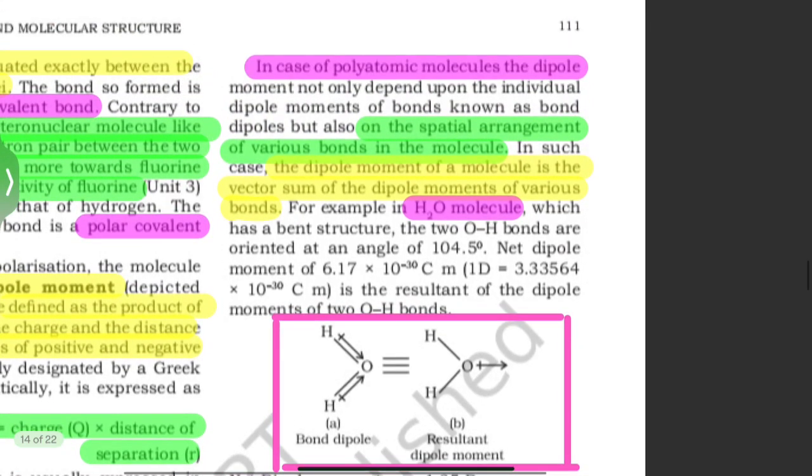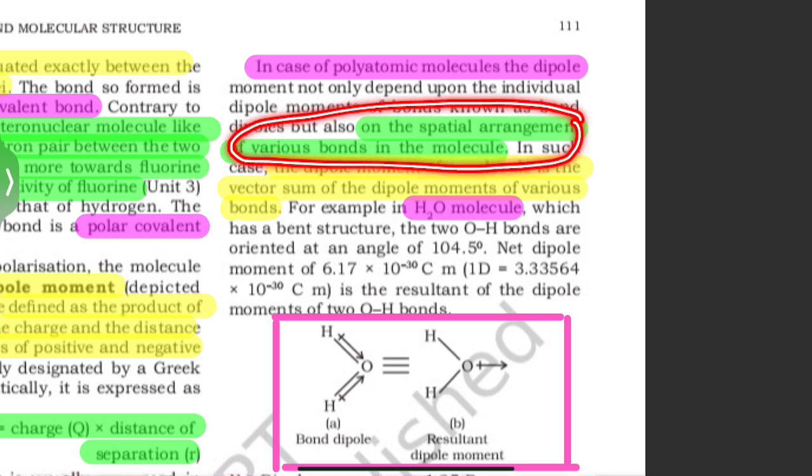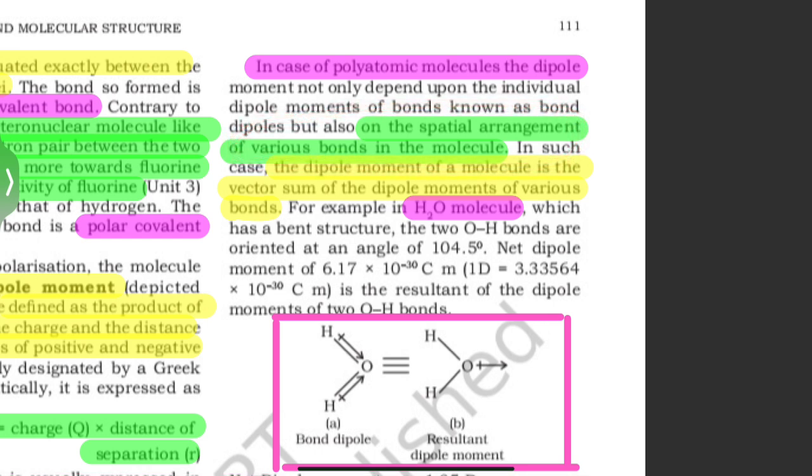And then here you can see, in case of polyatomic molecule, the dipole moment will depend on this. So this is very important. They can ask: in polyatomic molecule, dipole depends on the spatial arrangement of various bonds in the molecule. That is what I said, it depends upon the geometry of the molecule. So the dipole moment of a molecule is the vector sum of the dipole moments of various bonds.